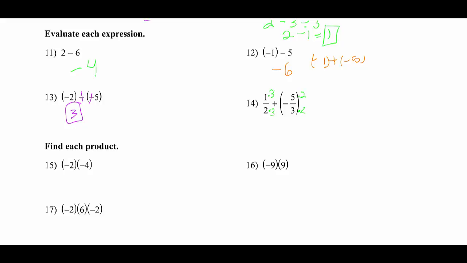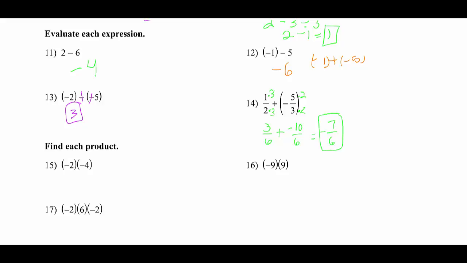And so that means that I have 3/6 plus a negative 10/6. And then we have to think about how far apart is 3/6 from negative 10/6. They are 7 apart. And the bigger number here, the bigger numerator is negative. So this is negative 7/6.